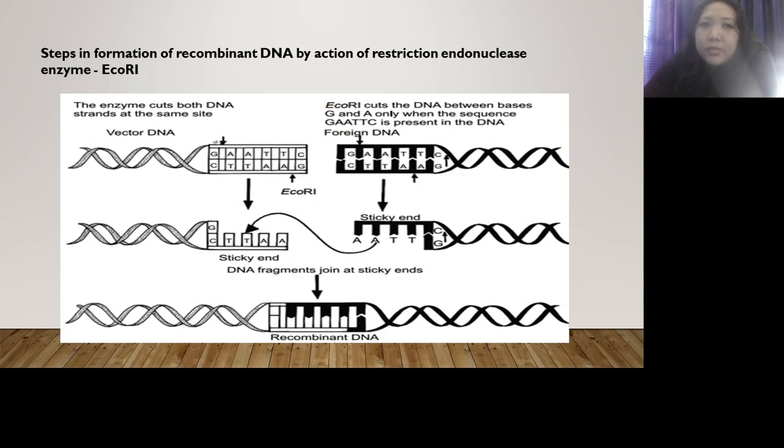Now let us discuss the steps in formation of the recombinant DNA by the action of the restriction endonuclease enzyme EcoRI. The enzyme cuts both the DNA strands at the same site. This one is the vector DNA. EcoRI cuts the DNA between the bases G and A only when the sequence GAATTC is present in the DNA, that is the foreign DNA which we have to insert.